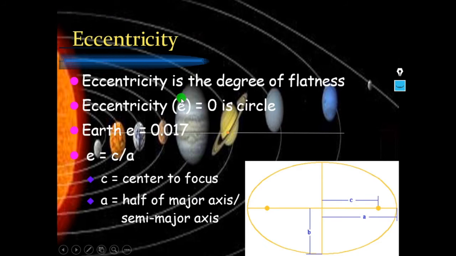Now let us see the eccentricity. Eccentricity is the degree of flatness. Eccentricity equal to 0 means a perfect circle. Earth's eccentricity is 0.017, so it is not a perfect circle, hence we assume it as elliptical. So E is equal to C by A, where C is the distance from the center to the focus. A is half of the major axis, or the semi-major axis. So this is how we will count.